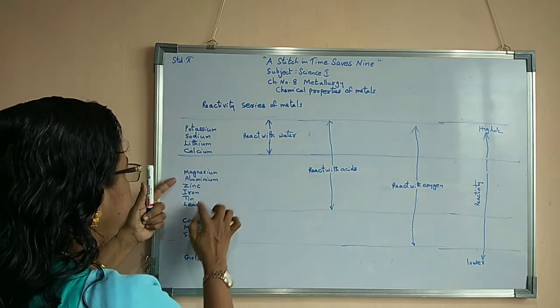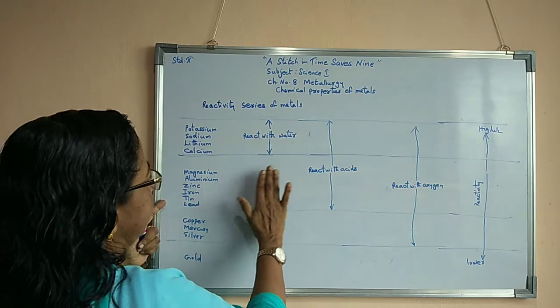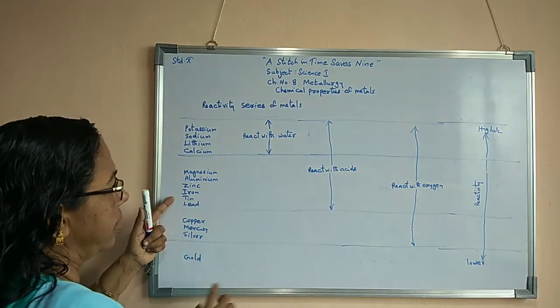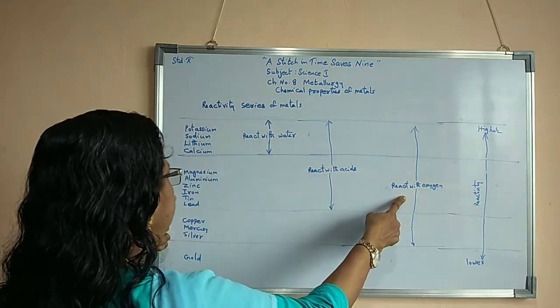Now further here, these elements, magnesium till lead, do not react with water. They have no capacity to react with water, but they react with acids as well as they react with oxygen.